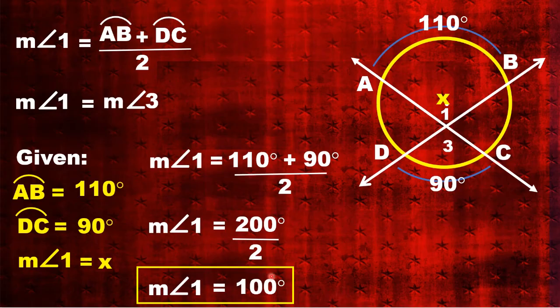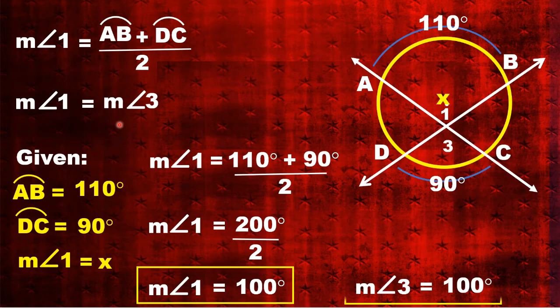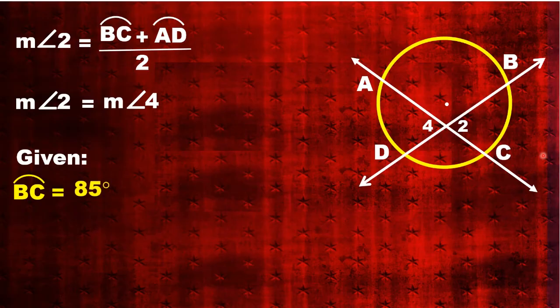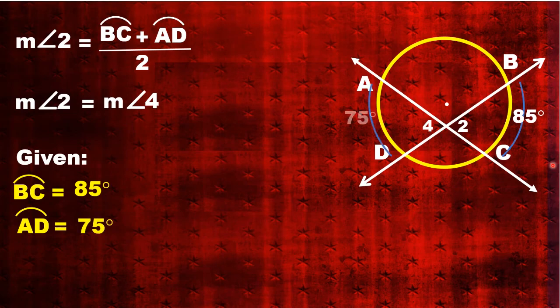Ayan. Diba sabi nga natin, angle 1 is just equal to angle 3. Therefore, angle 3 is also 100 degrees. Now, let us solve for angle 2. Tanggalin naman natin yung ibang angle number para hindi mas nakakalito. So, we have angle 2 and angle 4. Given arc BC, ito yon, yung intercepted arc ni angle 2, is equal to 85 degrees. And arc AD, ito naman, yung intercepted arc ni angle 4, yung ka-vertical ni 2, ay 75 degrees. Ayan.